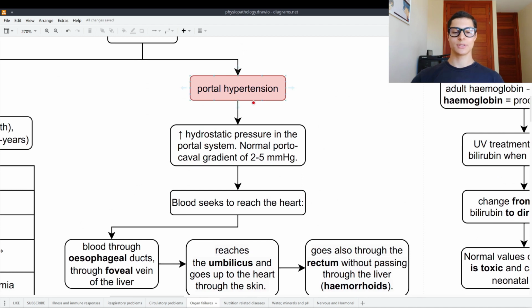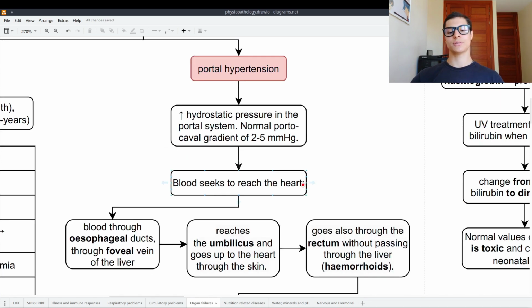The portal hypertension, on the other hand, is a high hydrostatic pressure in the portal system. The portal system usually has a portal pressure gradient of 2 to 5 millimeters of mercury, so it's very easy to access the cava from the portal one. We don't need that much pressure.